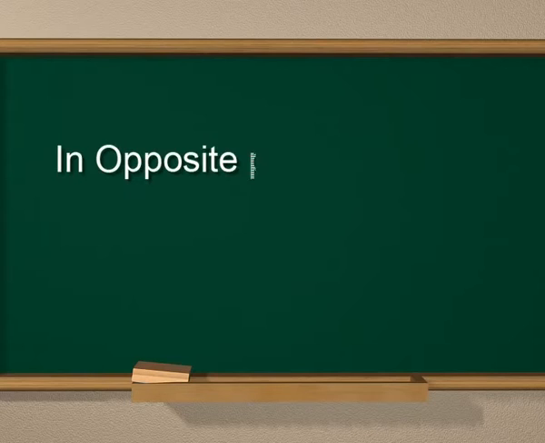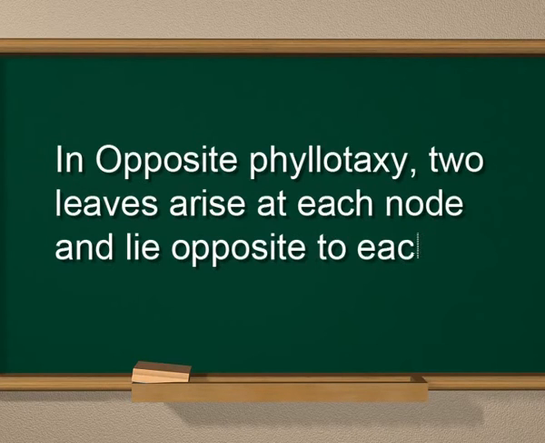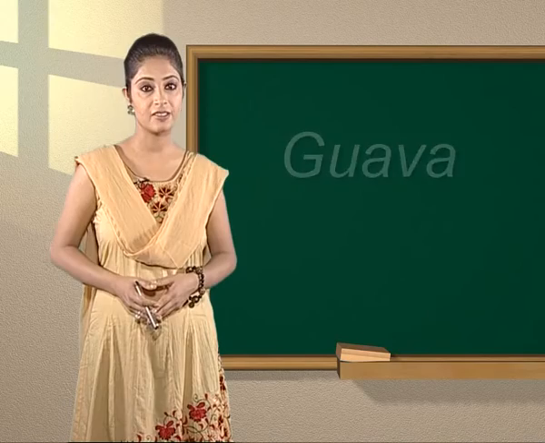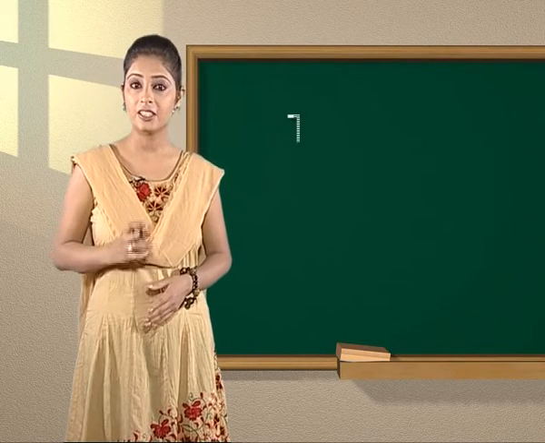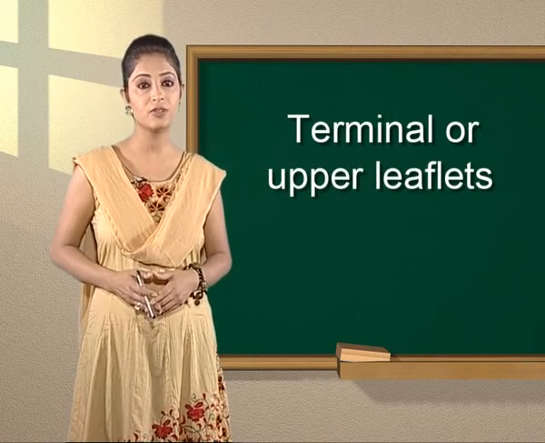The next question is, what is opposite phyllotaxy? Also, cite an example of this type of phyllotaxy. Answer. In opposite phyllotaxy, 2 leaves arise at each node and lie opposite to each other. In guava, leaves are arranged in opposite manner. Next question. Which part of a garden pea leaf is modified into a tendril? Answer. The terminal or upper leaflets of a garden pea leaf are modified into tendrils.